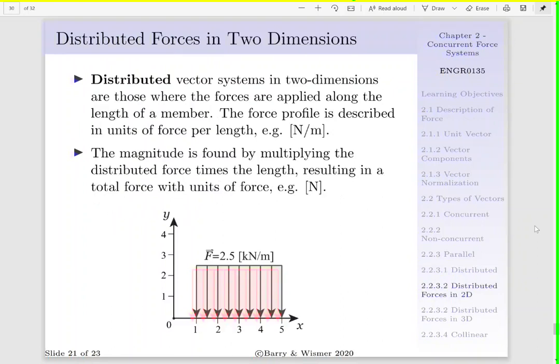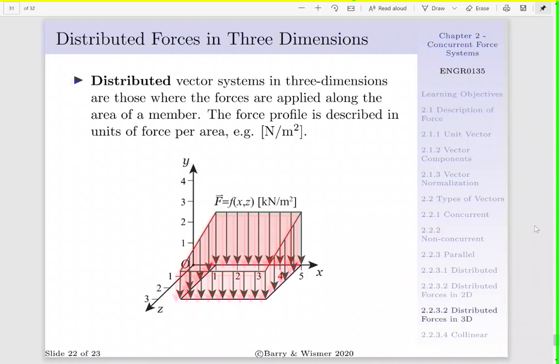Now, within our distributed force systems, we can have two subsets. We can have a distributed force in two dimensions, and that is where our force is applied along the length of our member. Our force profile is described in units of force per length. That is, for example, in our schematic below, we have a force of 2.5 kilonewton per meter that is applied over a length of 4 meters. Now, if we multiply that force by the length at which it is applied, we're going to determine the resultant, i.e. there would be a total of 10 kilonewtons acting on that body. However, you have 2.5 kilonewton per meter actually being applied over that length.